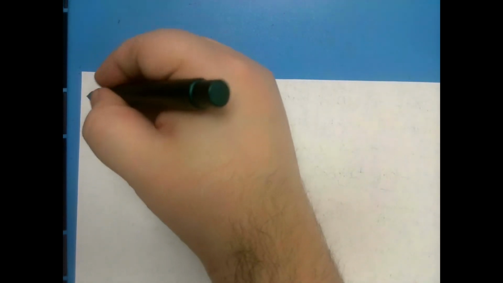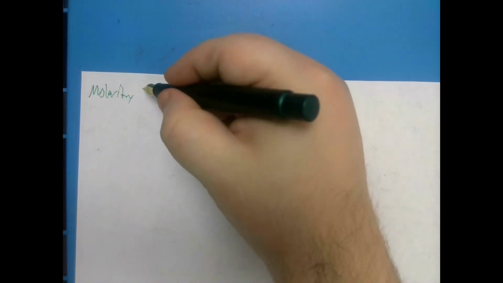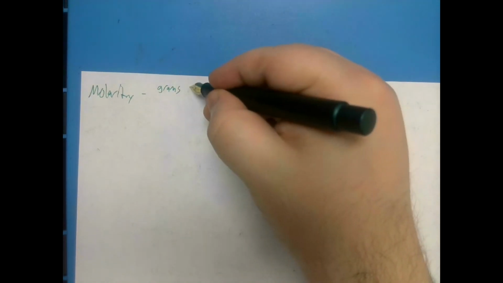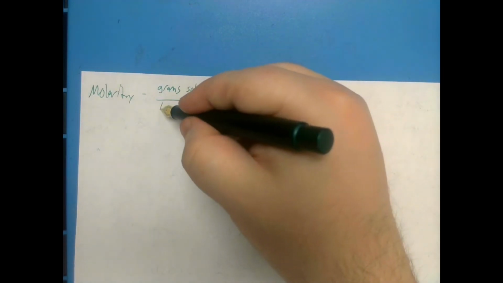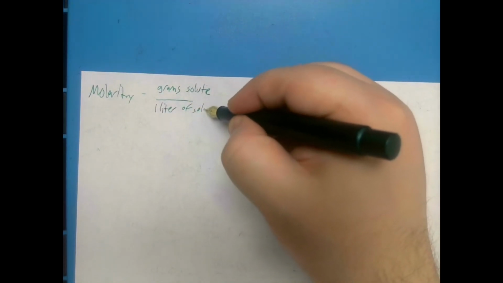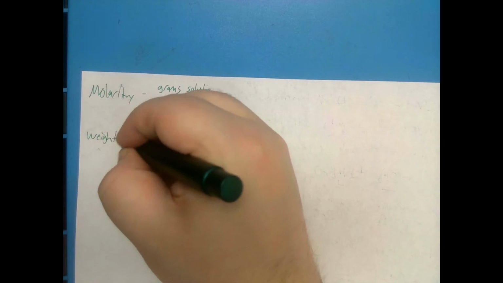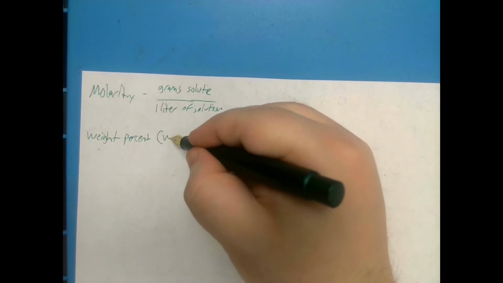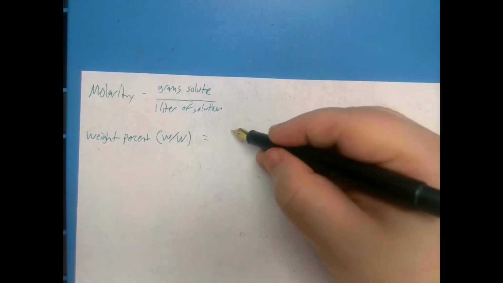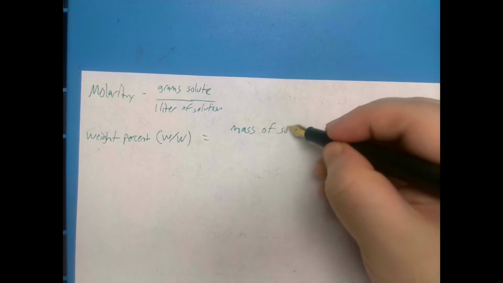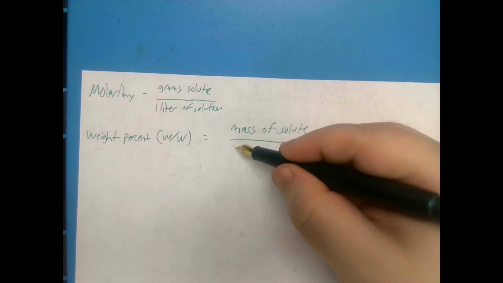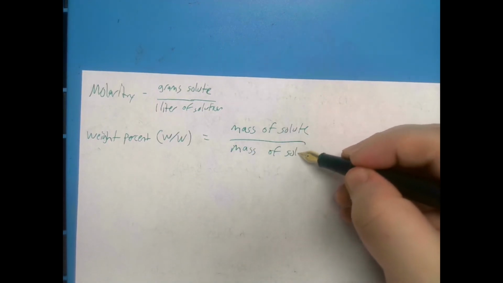So we have different ways of doing concentration. We have molarity. It's most useful for science. That's moles of solute per liter of solution, per 1 liter of solution. We have percent weight, or weight percent, expressed as w/w, which is mass of solute per mass of solution.